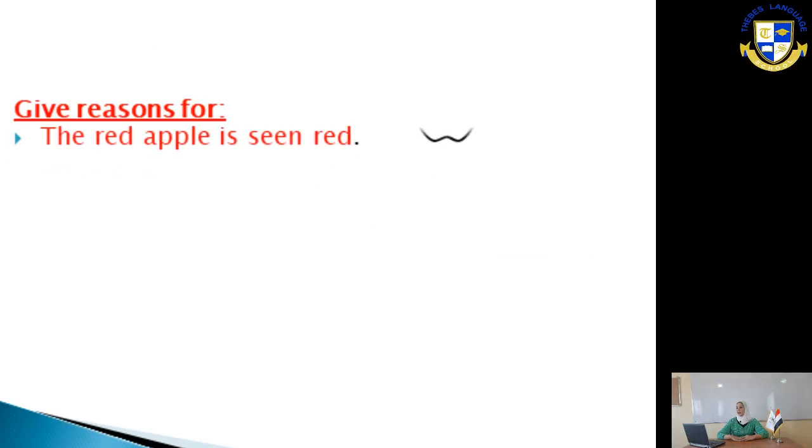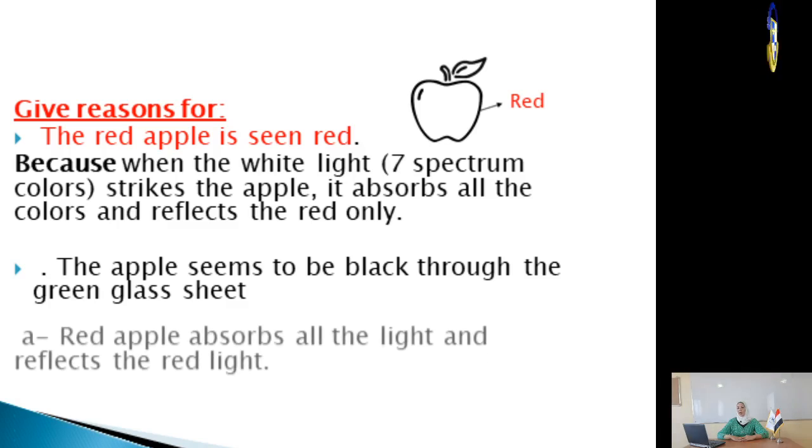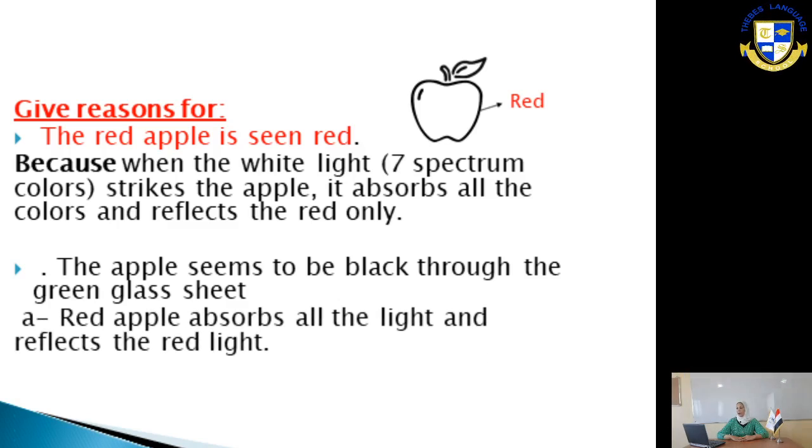Slide 7. Give reason. The red apple is seen red because when white light falls on the apple, it absorbs all the colors and reflects only the red color.